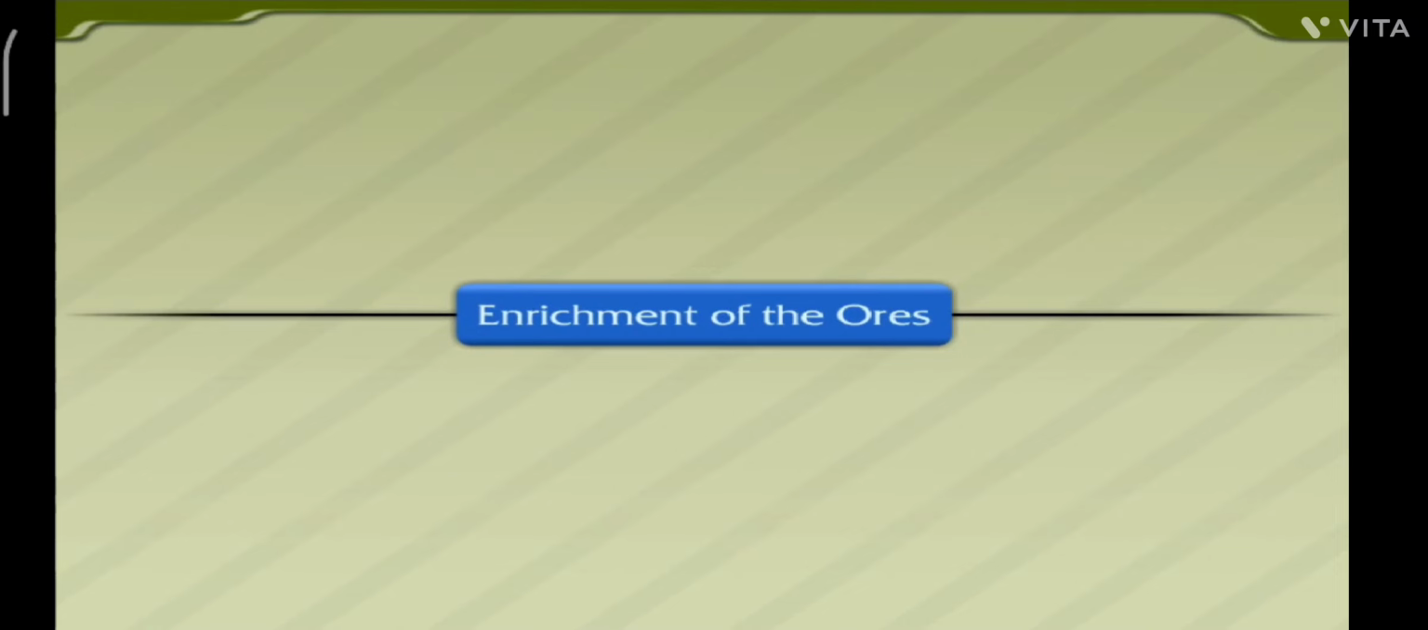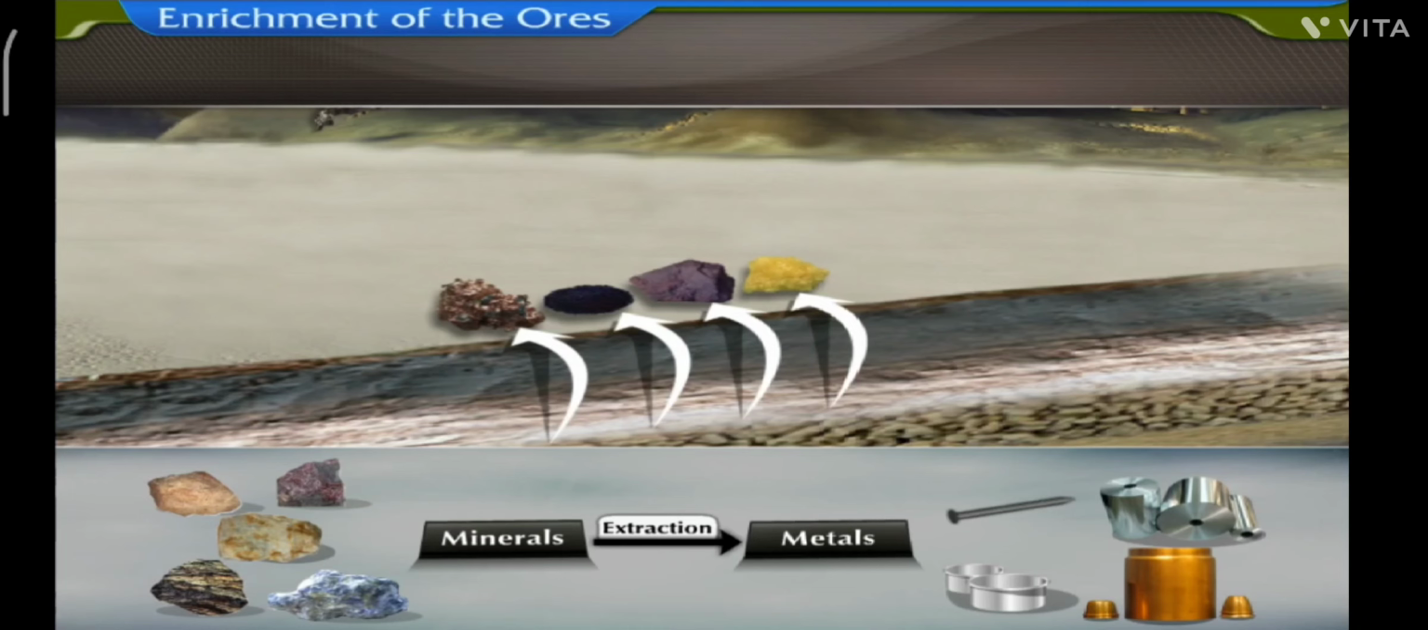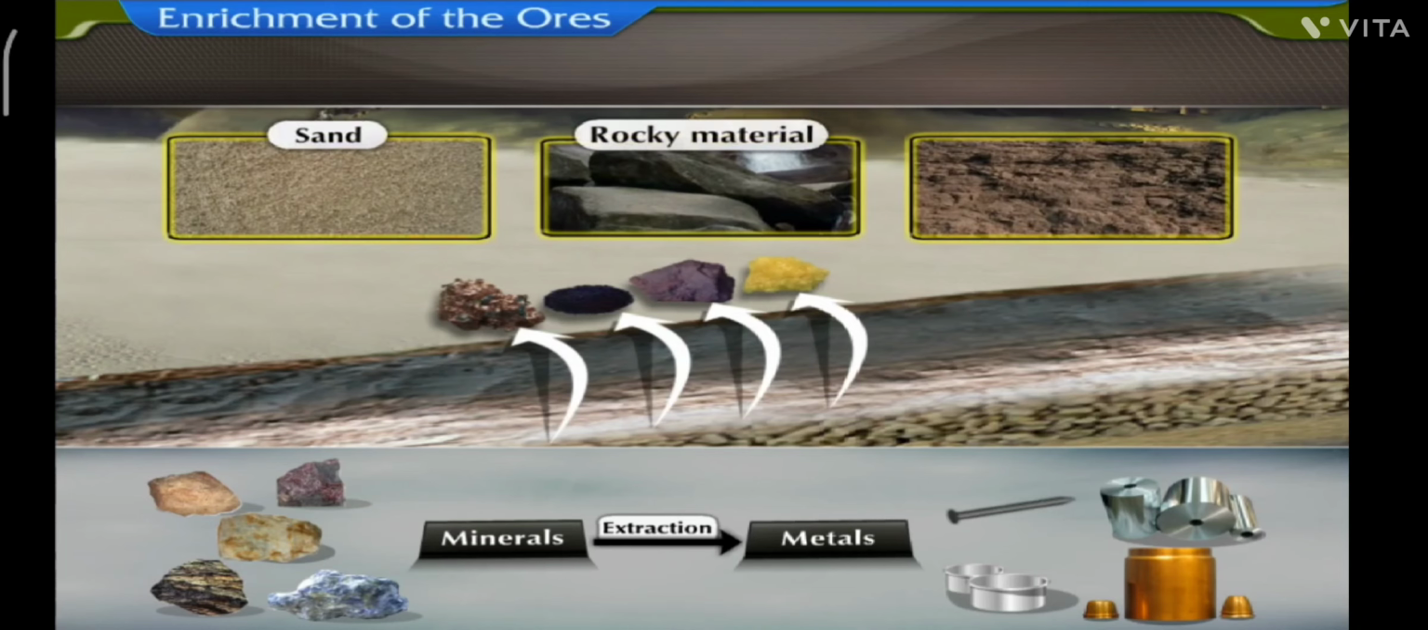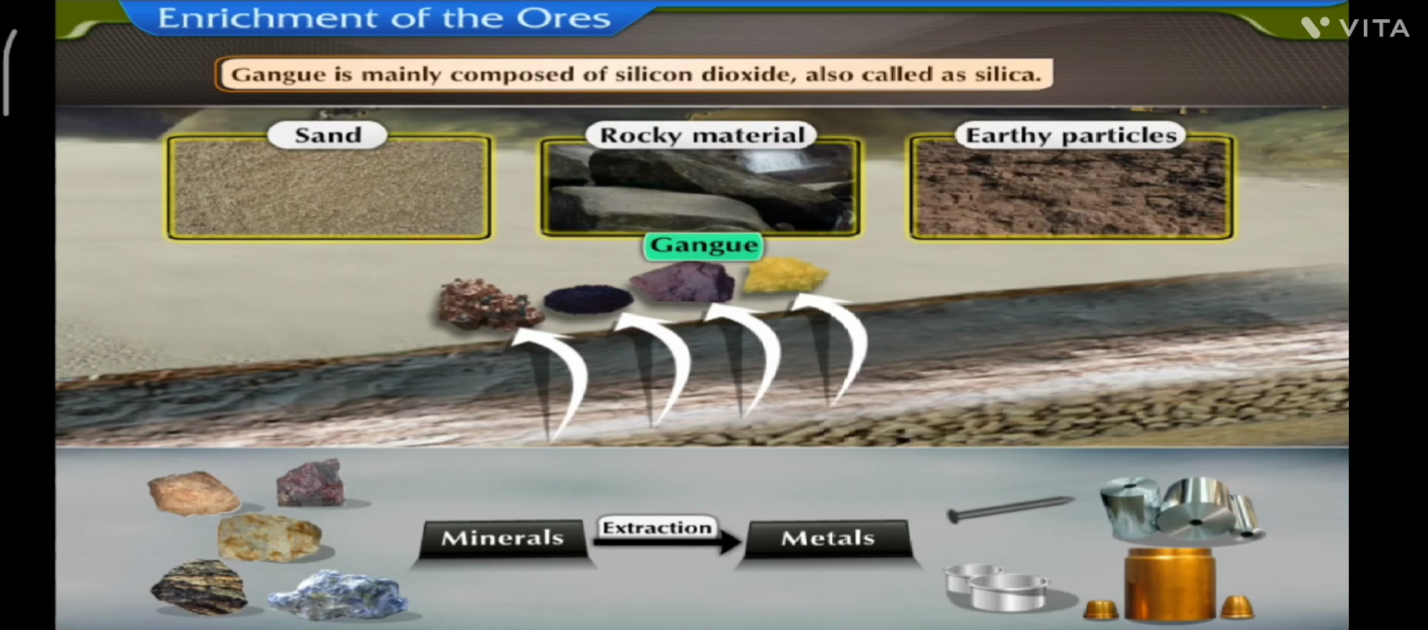Enrichment of the ores. Along with metals, ores also contain certain impurities like sand, rocky material, earthy particles, etc. These impurities are called gangue. Gangue is mainly composed of silicon dioxide, also called silica.